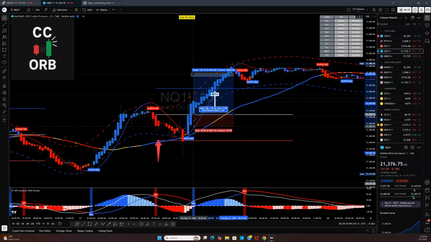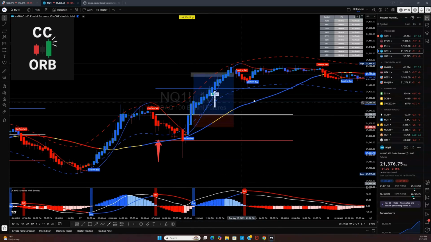Your stop loss would have been below that previous candle low. And then you would have rolled up, right? Because again, we're above the 47 moving average. So this is a trend trade that you're taking. And that would have been a nice move here on NASDAQ.